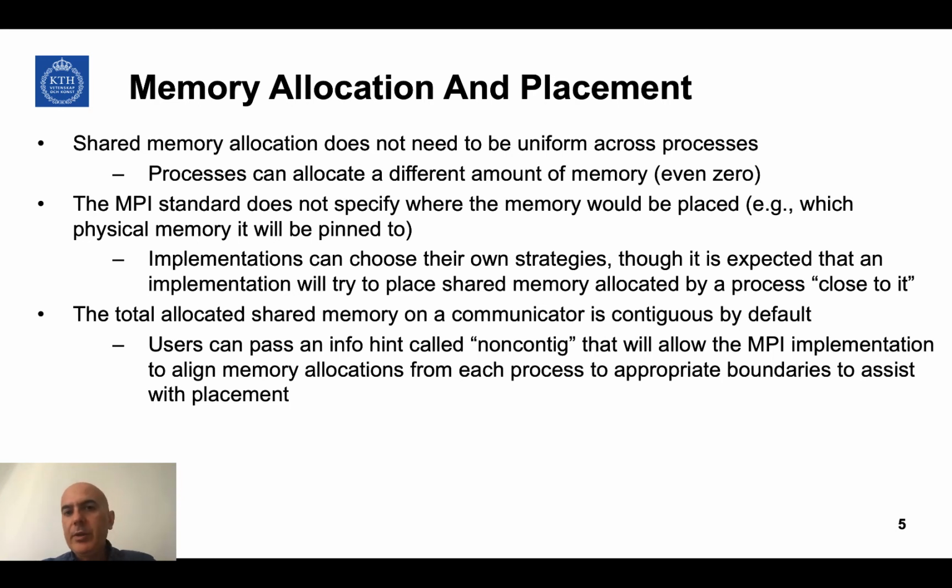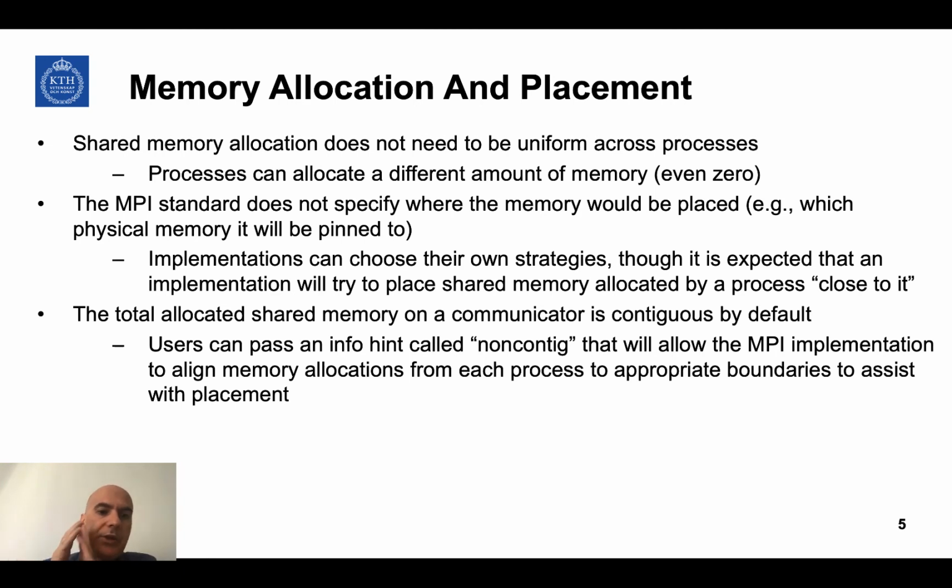How does the memory allocation and placement work? Shared memory allocation does not need to be uniform across the processes. This means that processes can allocate a different amount of memory. It can even be 0. The MPI standard does not specify where the memory would be placed, for instance, which physical memory it will be pinned to. Implementations can choose their own strategies, though it's expected that an implementation will try to do the optimal thing, that is, try to place shared memory allocated by a process close to it.